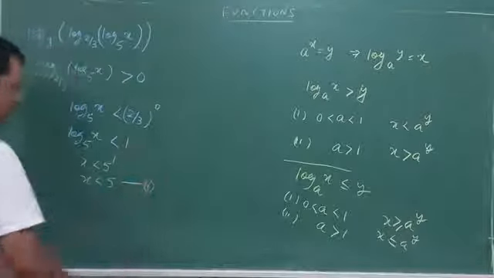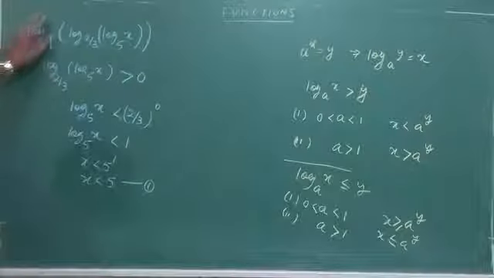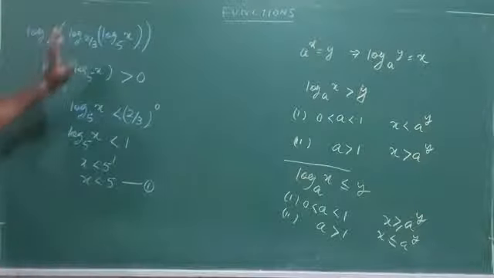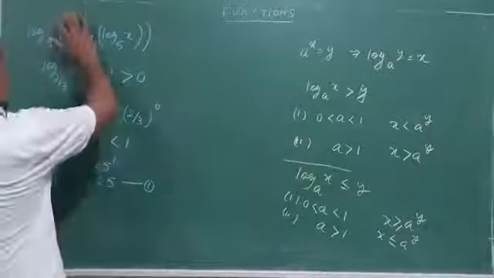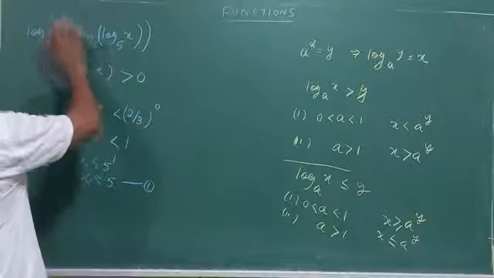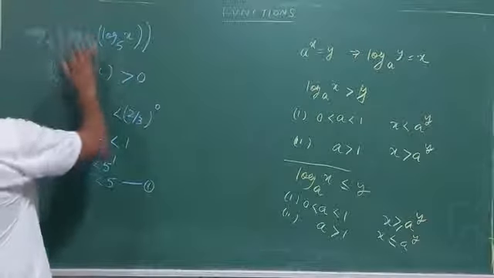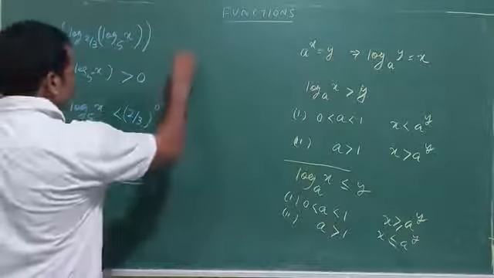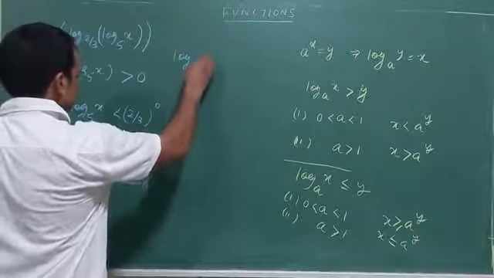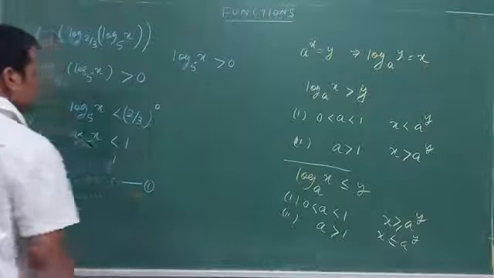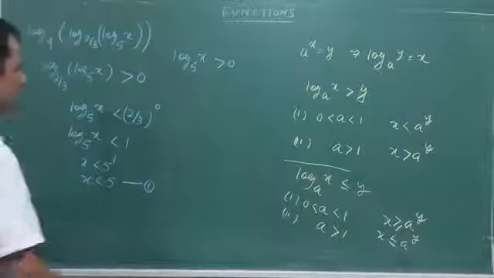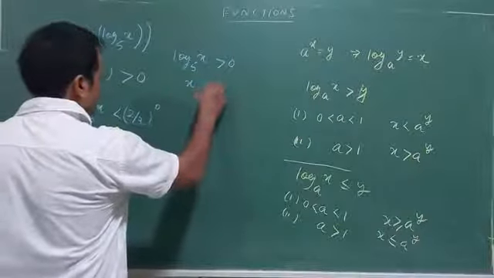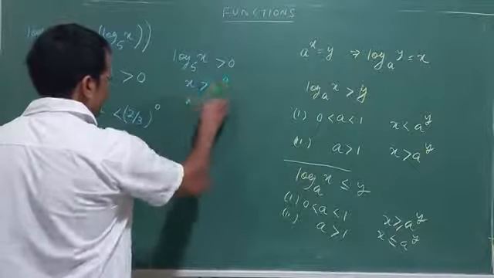Equation number 1. What I did, I solved with the outer log here. Then I enter this log. When I look at this log, what is the base? Positive. This is over now. I will enter this log. What is the base? Positive. This must be greater than 0. Log 5x should be greater than 0. X should be 5 to the power 0. X must be greater than 1.